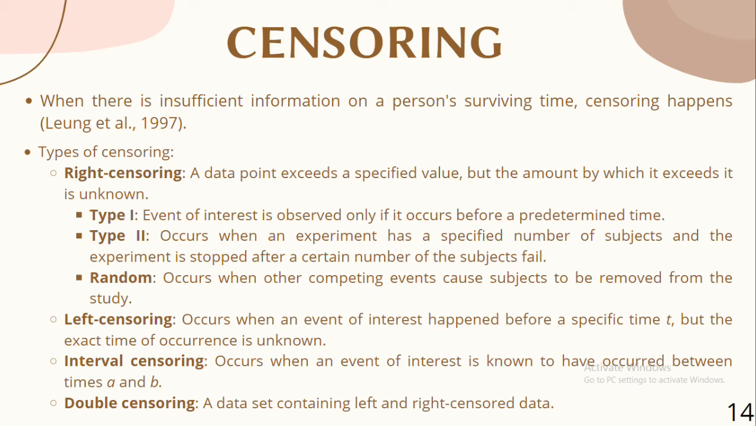Next is left censoring. It occurs when an event of interest happens before a specific time t, but the exact time of occurrence is unknown. Interval censoring occurs when an event of interest is known to have occurred between times A and B. Lastly, we have double censoring, which is a dataset containing both left and right censored data.